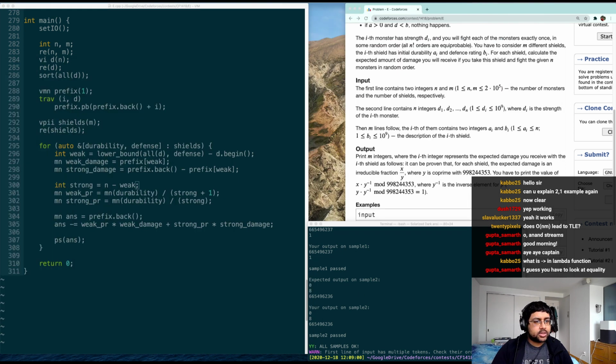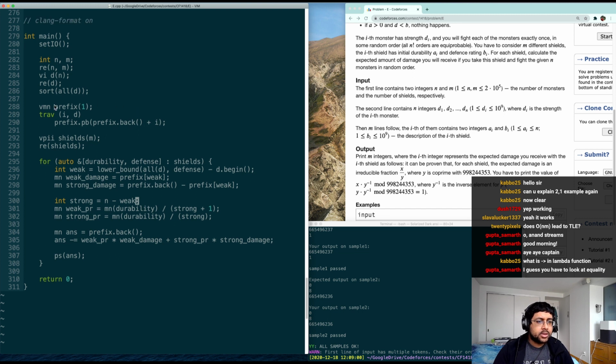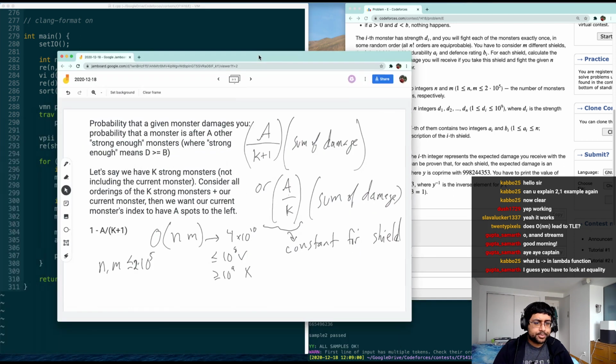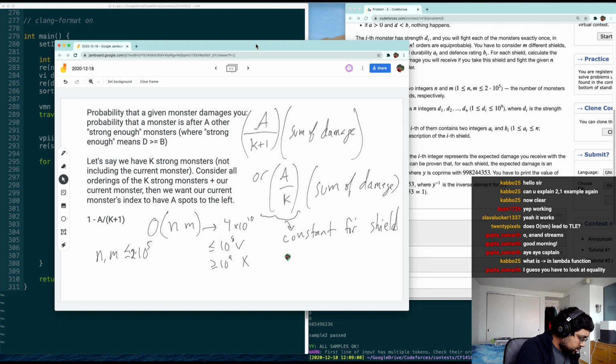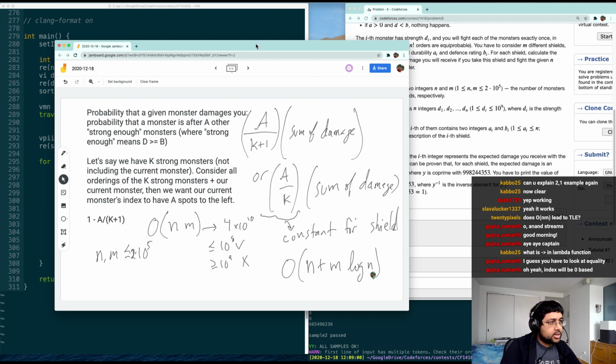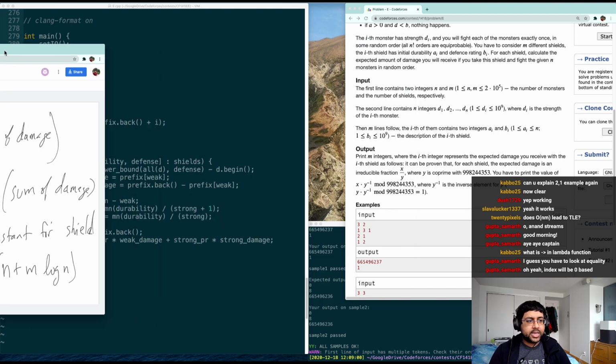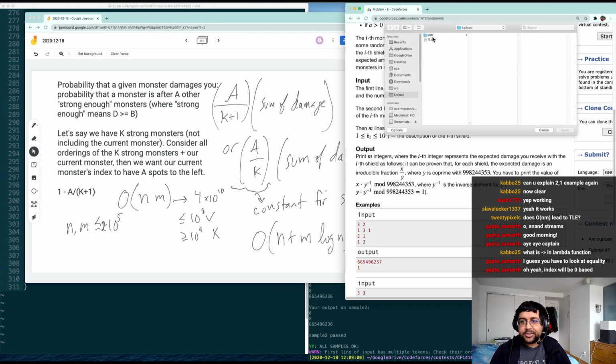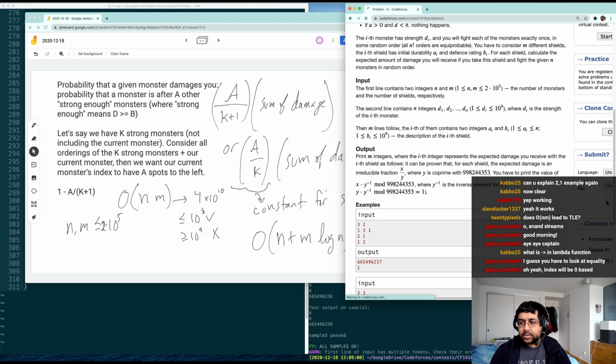Okay, I'm going to try submitting this, but first I'll check the runtime. So this loop is O of n, this loop is O of m, and then this binary search is log n, and the rest of this is O of 1. So this should work. This should give us a runtime of O of n plus m log n. And this should be fast enough, since it's basically linear, right? All right, let's try submitting.